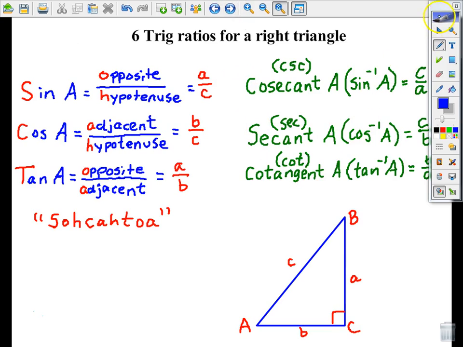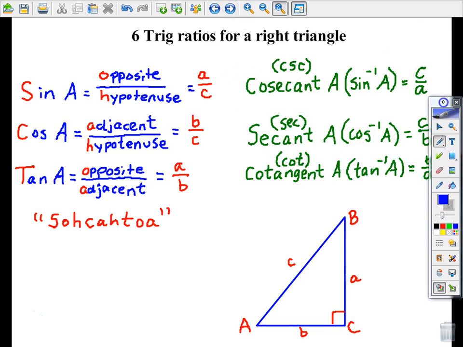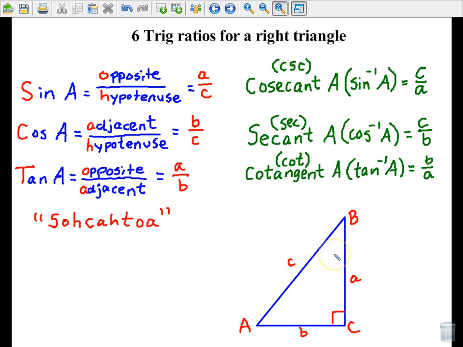So first thing we should do is just go ahead and look at the 6 trig ratios, and this is going to be really the backbone of this entire lesson. Your homework is going to be your use of the appropriate trig ratio in order to find a missing side, or sometimes you'll be finding 2 different missing sides.